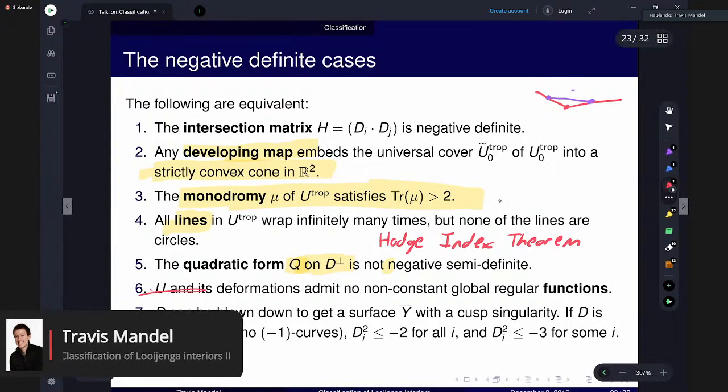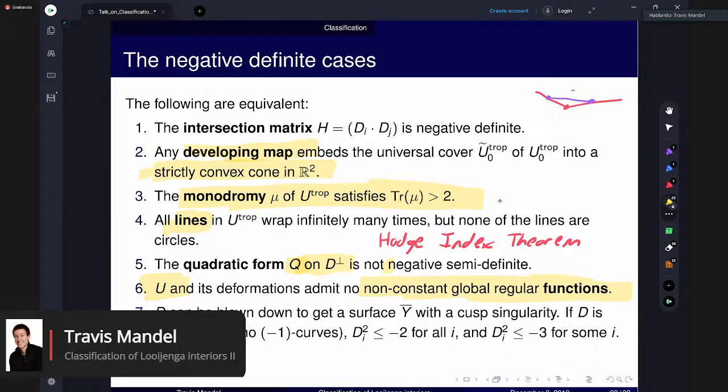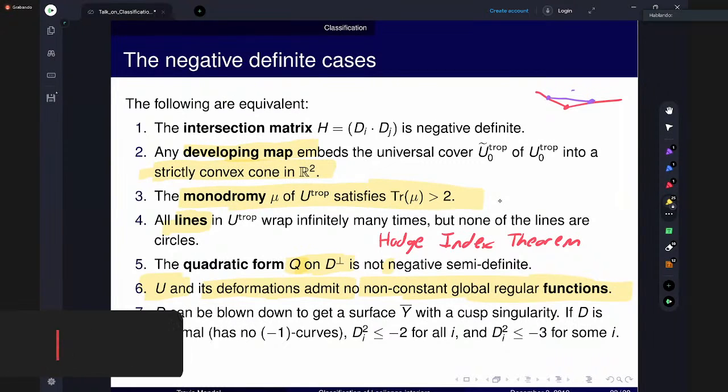Let's see, and this next condition I mentioned on the previous slide, you won't have any non-constant global regular functions. And not only does U not have non-constant global regular functions, but its deformations won't either. So in negative semi-definite cases, there will be some special deformations where you do have global regular functions.